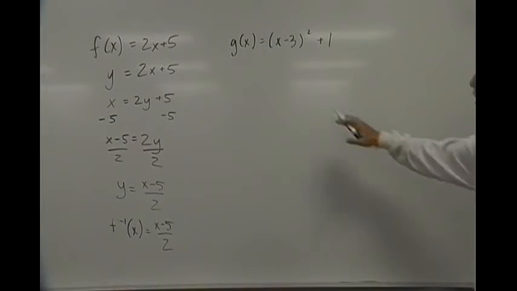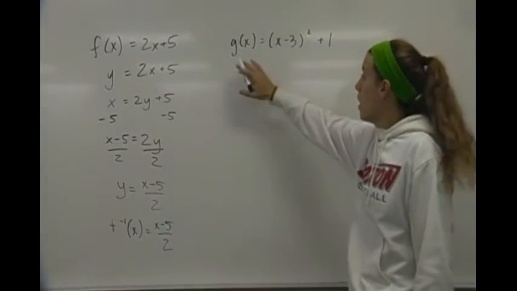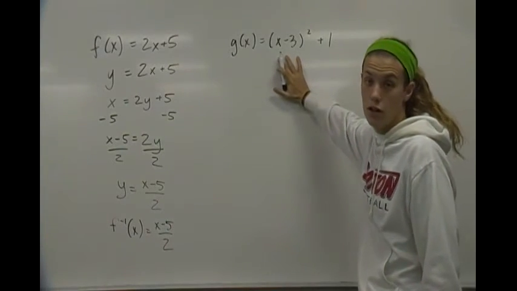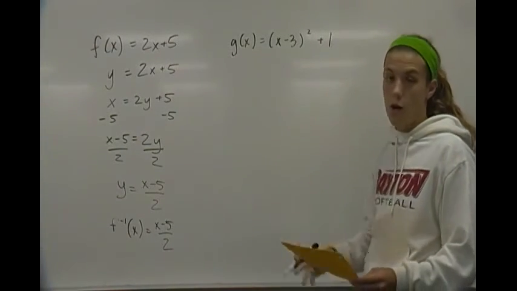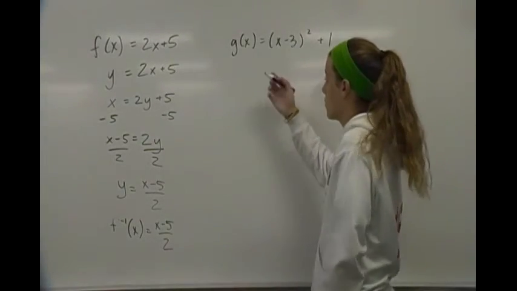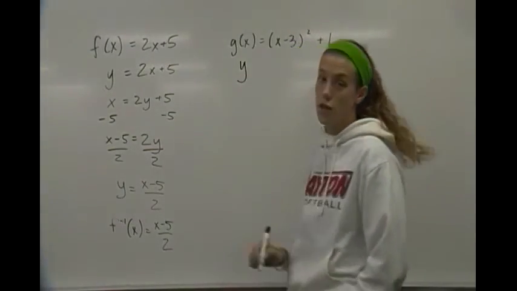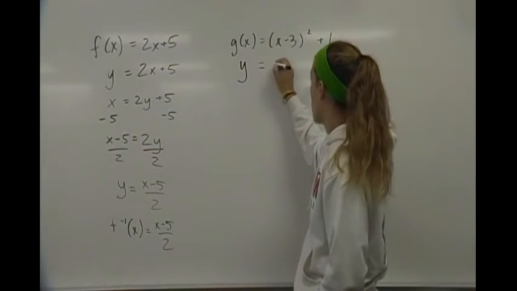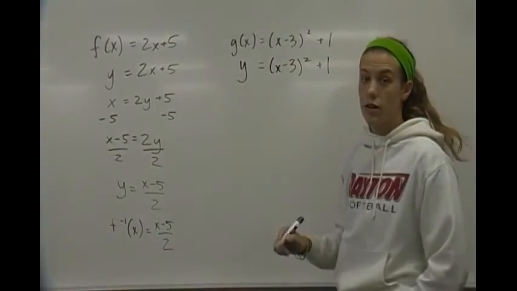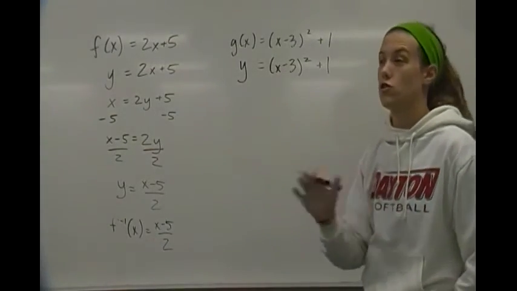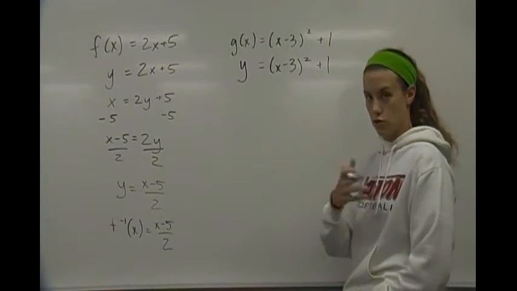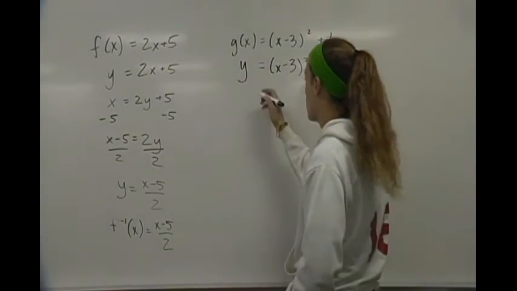Okay, for our second example, we're going to use the function g of x is equal to x minus 3 quantity squared plus 1, and we're going to find the inverse of this function. So the first thing we want to do is change that function notation into a y, and then rewrite our equation. Next thing we'll do is swap x and y. Those are going to trade places because the inverse means that the x's and the y's have traded places, or that domain and range are swapping.